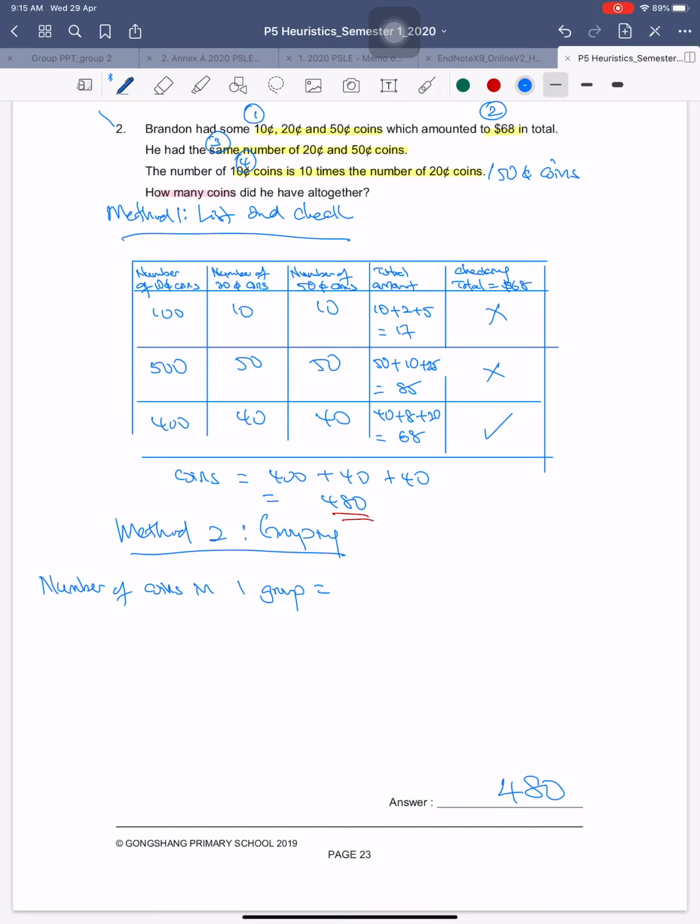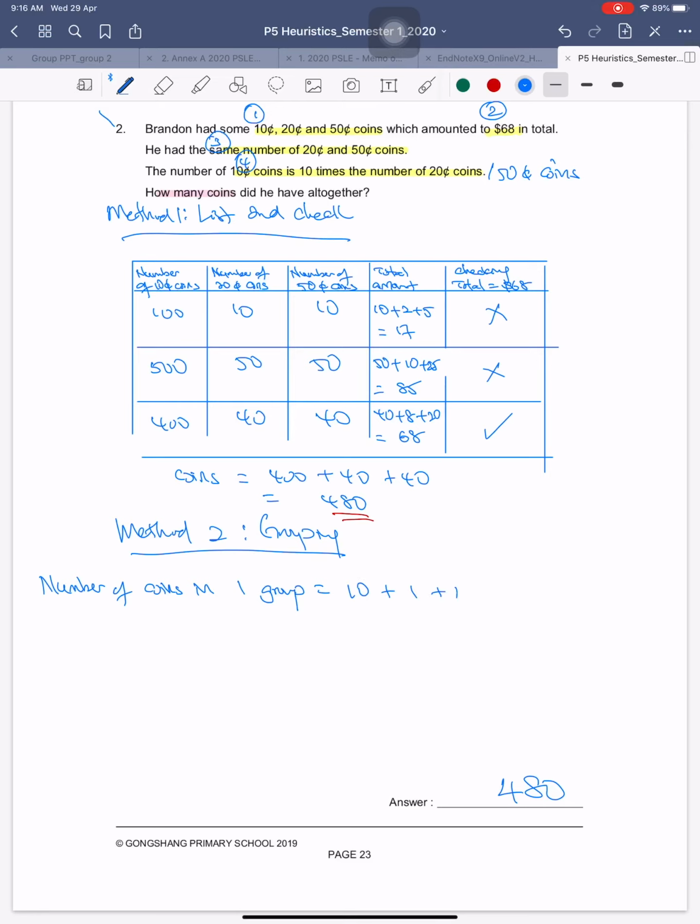Sorry, I didn't do the first one. Okay, no, because I did say it's too small, so I didn't try. Okay, so I let one group be 10 plus 1 plus 1.